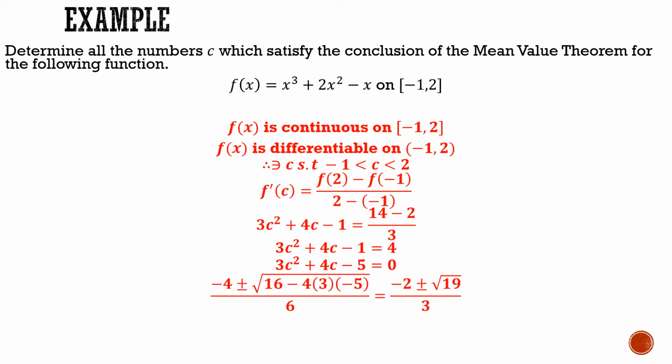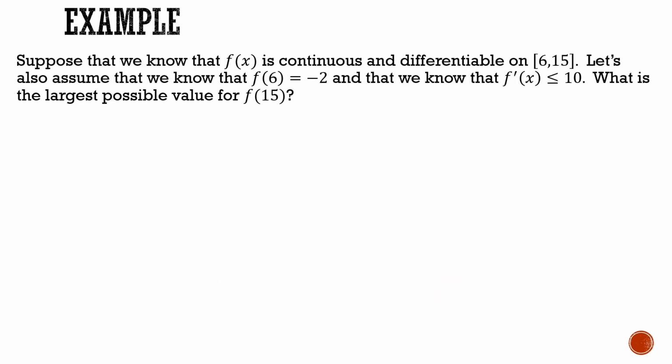Now the question is, do both of those values fall in my interval from -1 to 2? If so, then they're both the answers. But if not, I need to figure out which one falls in the interval. Looking at this, I know that the positive one would not fall in the interval because my interval ends at 2, and the positive is 2 plus some number, so that would fall outside the interval. Therefore, my only solution is the negative solution, which would be 2 minus square root of 19, over 3.